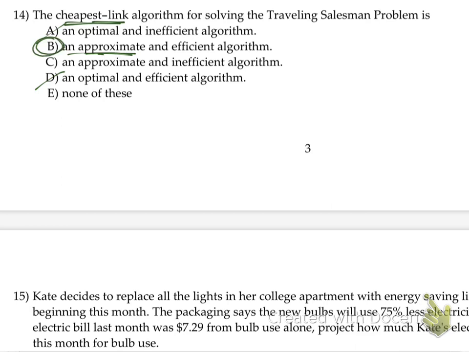Does that make sense? Because it's approximate, meaning it's not exactly the best. It's close to the best. It's approximate, and it's efficient. It's quick. B. Yeah, exactly. That's why I give you the practice exam, so you won't be surprised on test day.